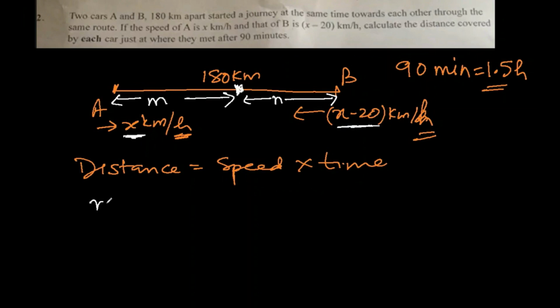So we can say that m plus n is 180 kilometers, isn't it? We can see here the total is 180 and we have divided it into two parts, m and n.